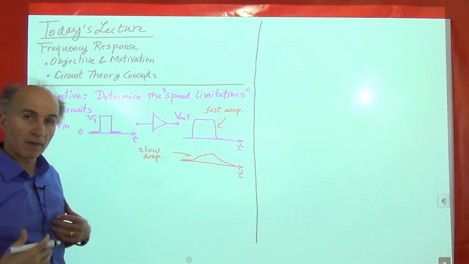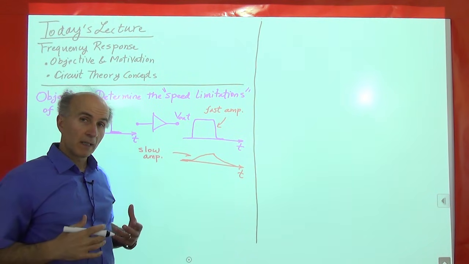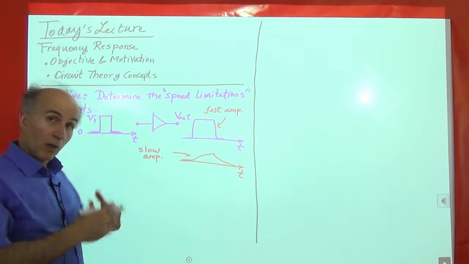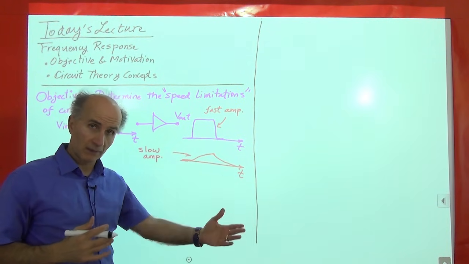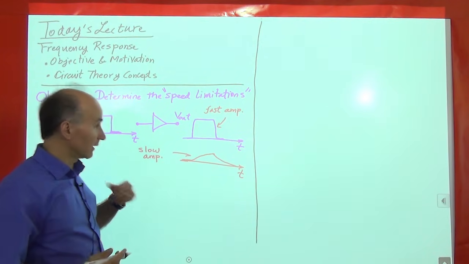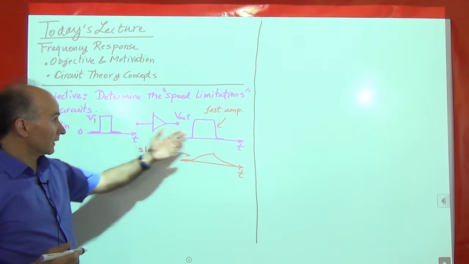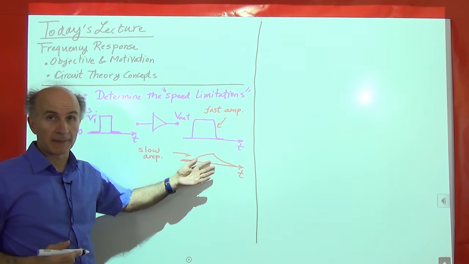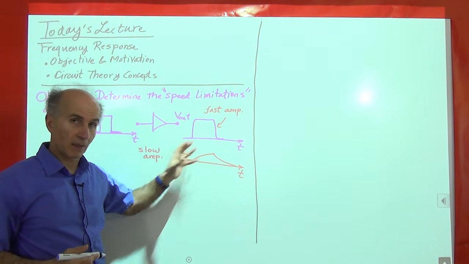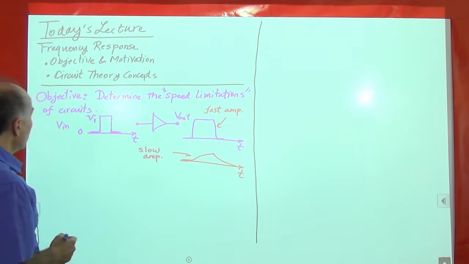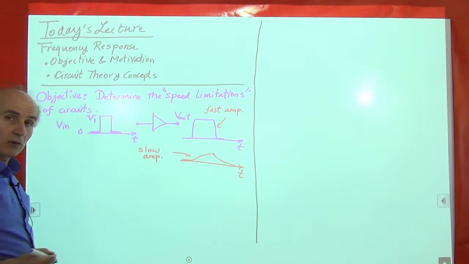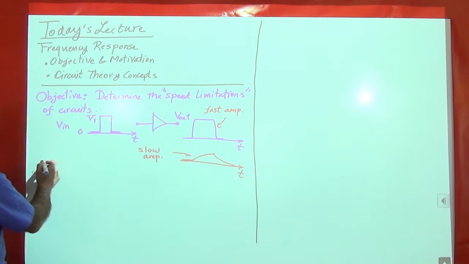So our objective in the study of frequency response is to determine, at the beginning qualitatively and then eventually quantitatively, whether the circuit is as good as this or as bad as this, right? So we want to understand the limitations that the circuit imposes. All right. Okay, so that's the objective. Now, why exactly do we want to do this? So let's talk about the why.